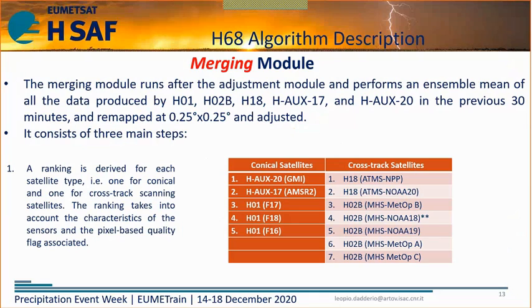The merging module consists of three main steps. The first one is the derivation of a ranking for each satellite type. So we have a ranking for the conical scanning satellite, and one for the cross-track scanning satellites, as you can see on the table here on the right. And the ranking takes into account the characteristics of the sensors and the pixel-based quality flag associated to each satellite.